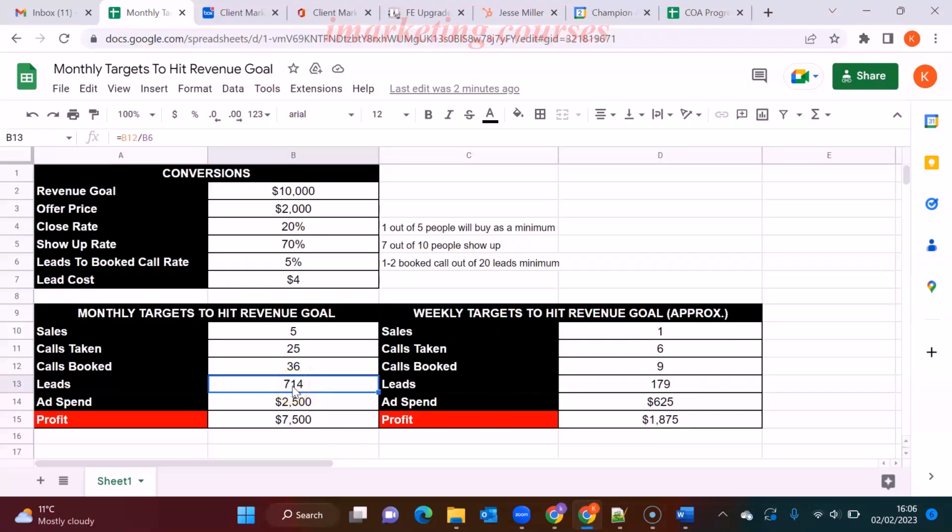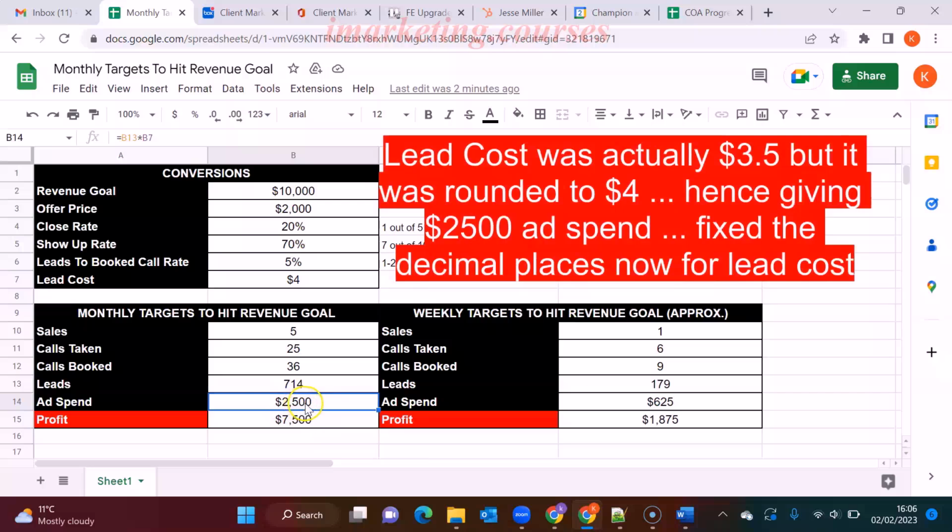To get those 714 leads, if your lead cost, for example, is $4, then that would mean in total you would need to spend $2,500. Because of course you need 714 leads, 714 leads times 4, $2,500. Okay, that's what you need.